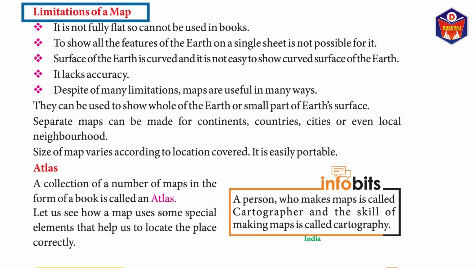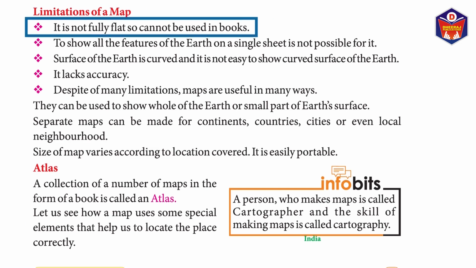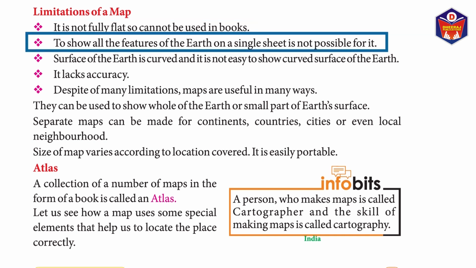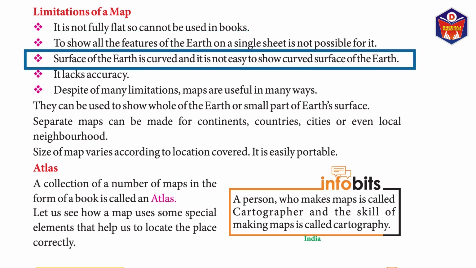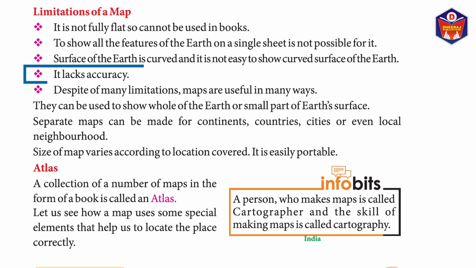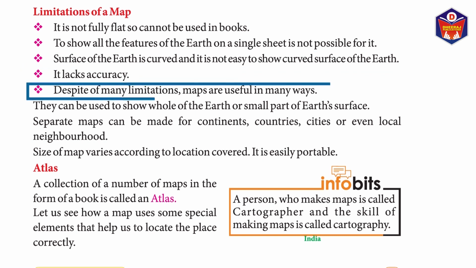Limitations of a map. It is not fully flat, so it cannot be used in books. To show all the features of the Earth on a single sheet is not possible for it. The surface of the Earth is curved, and it is not easy to show the curved surface of the Earth. It lacks accuracy. Despite many limitations, maps are useful in many ways.